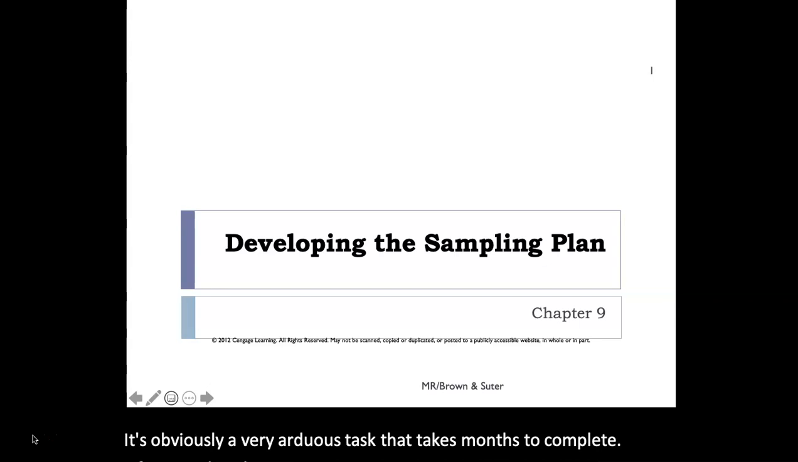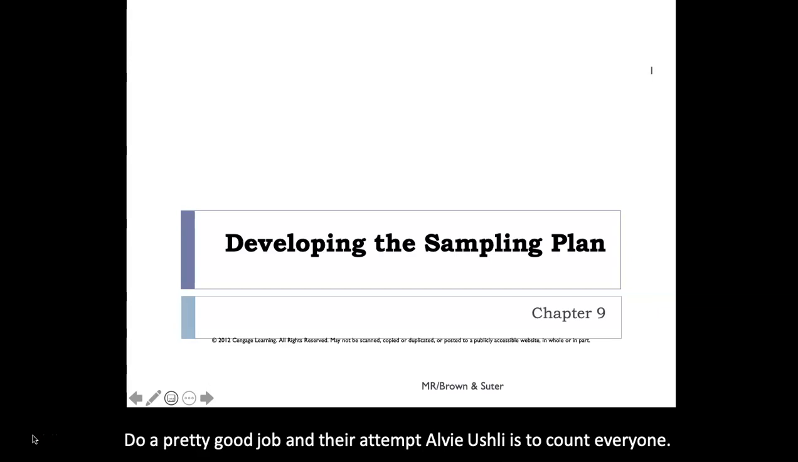Of course, there's some error in it. It's almost impossible to count everybody, but they do a pretty good job. And their attempt, obviously, is to count everyone. So a census counts everyone in a population.